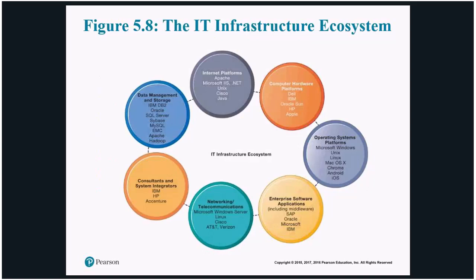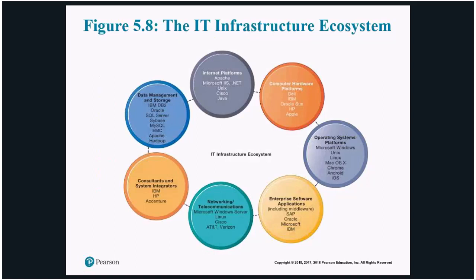So I'm going to start with this orange circle for hardware platforms. Popular vendors are Dell, IBM, Oracle, HP, Apple, Lenovo. Operating systems: on servers, we use Linux, Unix, or Microsoft Windows Server 2016 for the most part. On laptops, we'll use either Windows 10 or 7, Mac OS, or the Chrome operating system from Google. On our smartphones, we use iOS or Android.